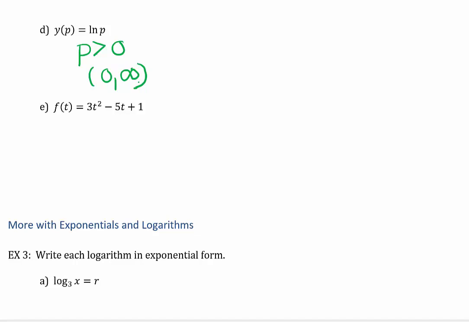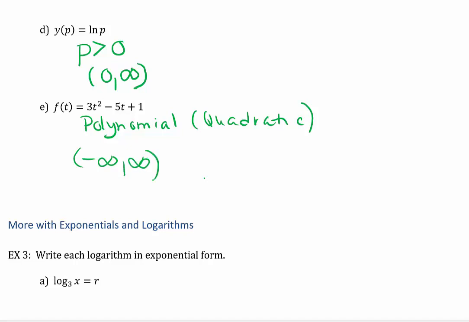And then finally, part E. Let's see, this is actually a polynomial. More specifically, it's a quadratic function. I don't see a fraction. I don't see a square root. I don't see a logarithm. And so that means my domain has to be all real numbers. I could also think of this graphically. Because this is a quadratic function, I know that its graph is going to be a parabola, and I can visually see that the arrow goes to the right forever, the arrow goes to the left forever, so the domain has to be all real numbers.